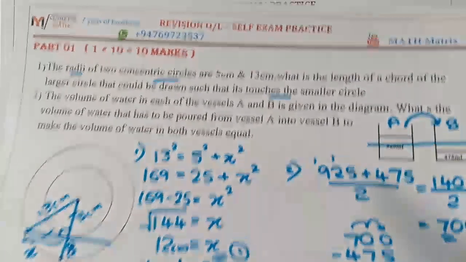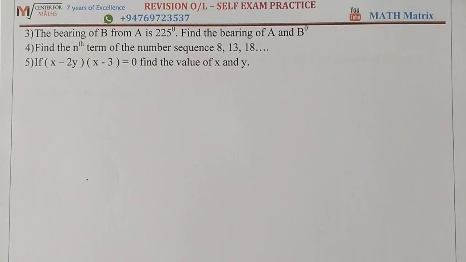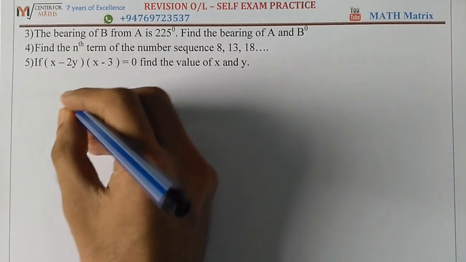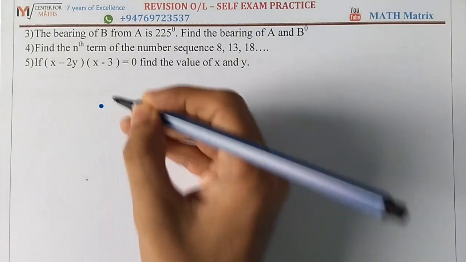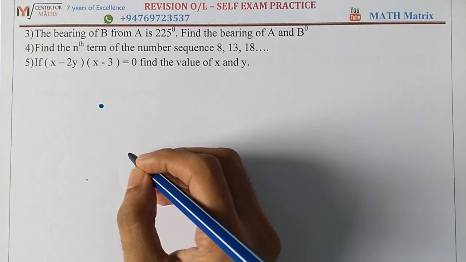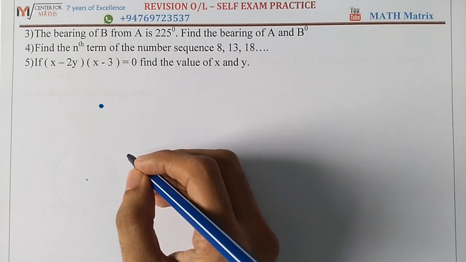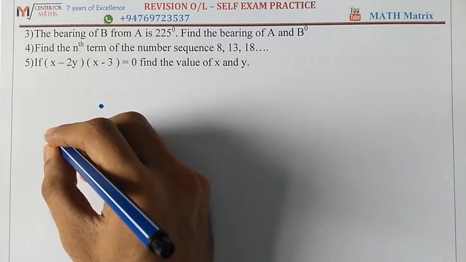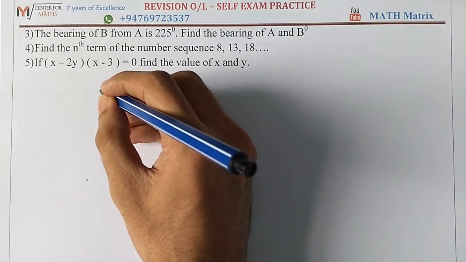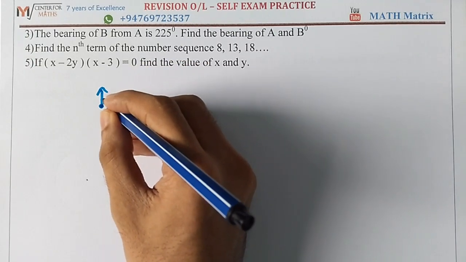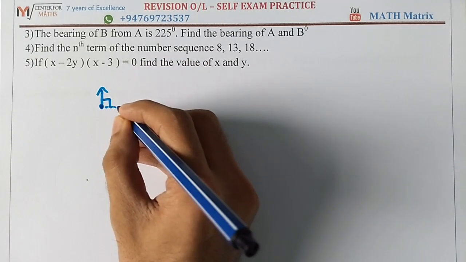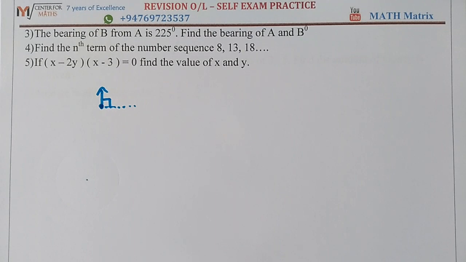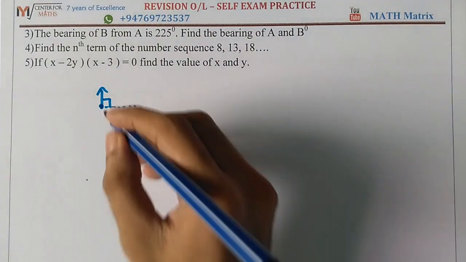And now we are moving to question number 3. Read this carefully. The bearing of B from A is 224 degree. Find the bearing of A from B. Okay, right. So how to find that? What's your idea? The bearing of B from A, so we'll start from A. From A, the bearing, we have to move to the right side. That means we have to go in clockwise direction. Okay, right. So 90 degree.